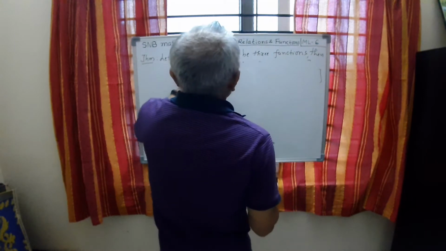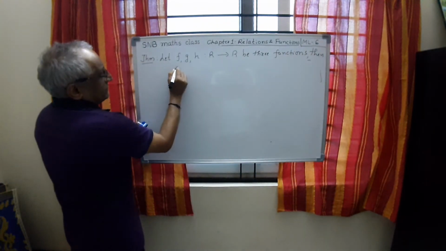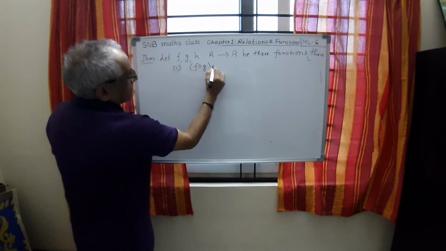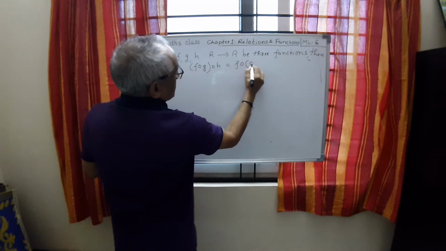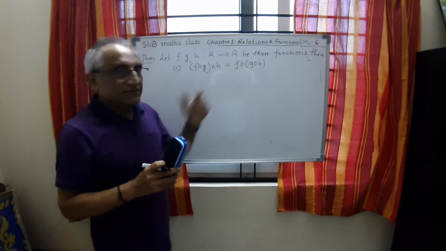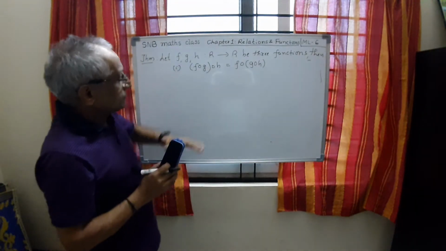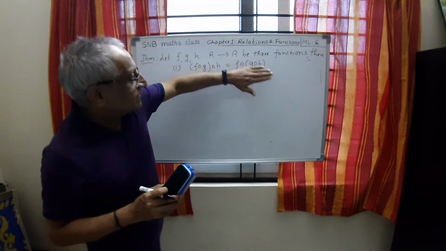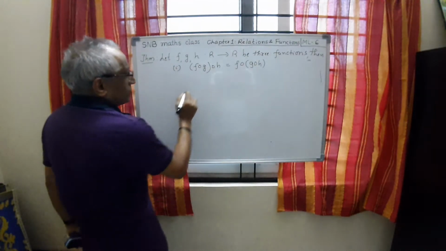Consider the first property: (f of g) of h equal to f of (g of h). That means the bracket can be interchanged. That is associative. To prove this, what you have to do is take the left hand side and simplify, take the right hand side and simplify, and show that both are equal. So that's what I am going to do.